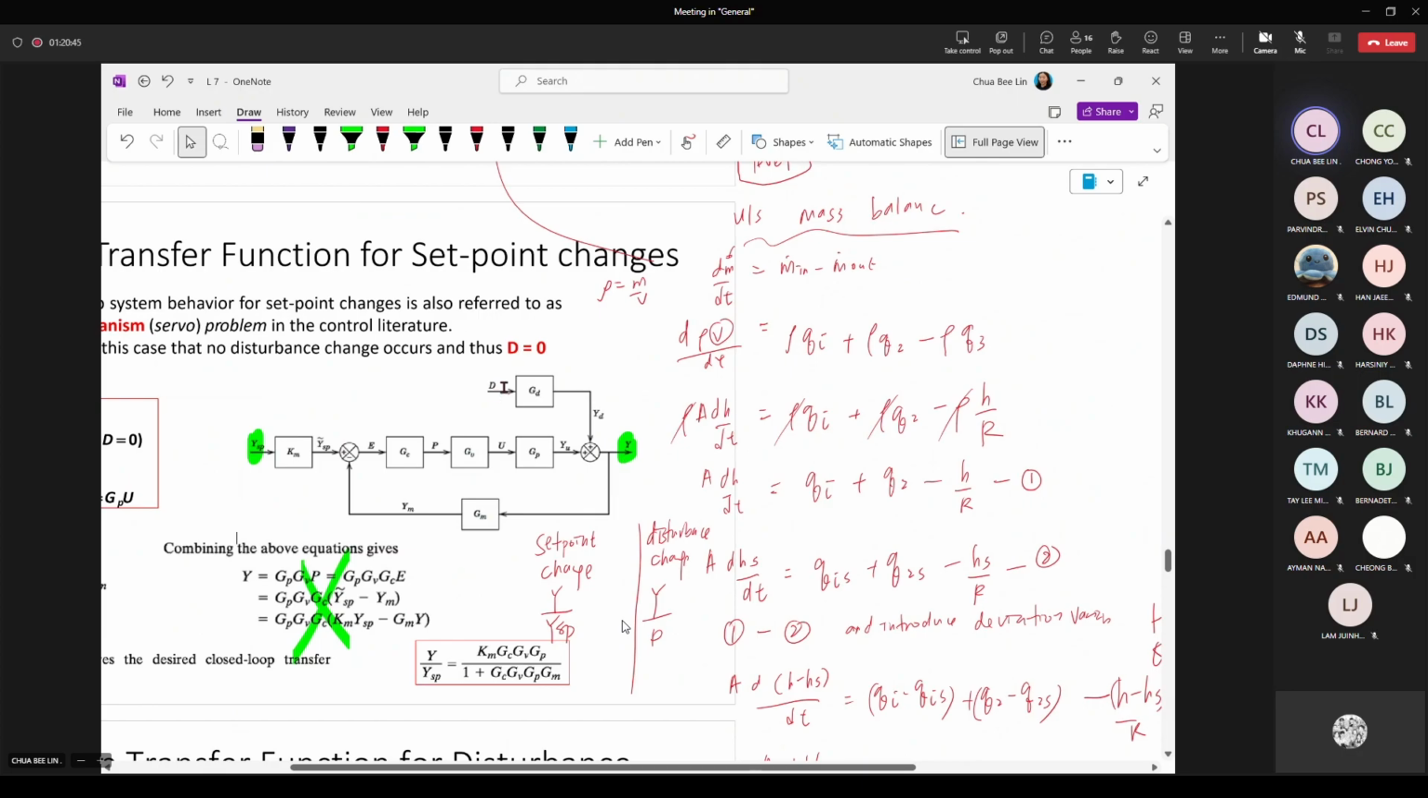So Y over D. There are two signals going in, one is YSP, one is the D. So you'll have two transfer functions, Y over D and Y over YSP. Y over the set point, SP stands for set point. You call this a transfer function based on set point change. This one is also a transfer function based on disturbance change. To be complete, it will be closed loop transfer function.